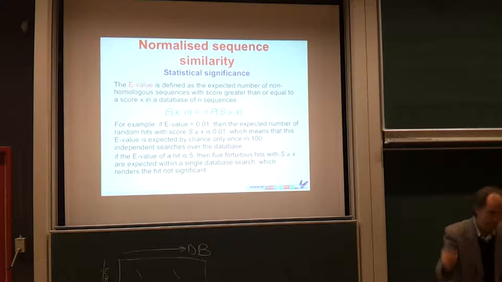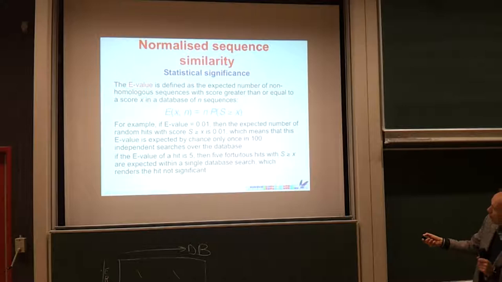It's a number. And if that number becomes large, say you have a score between the query and the database sequence, and you get 100 other unrelated sequences at that score level, then you say, ooh, that's not so good. It should be a lot less. So that's how it works. Basically, the E-value is the P-value multiplied by the number of sequences in the database.